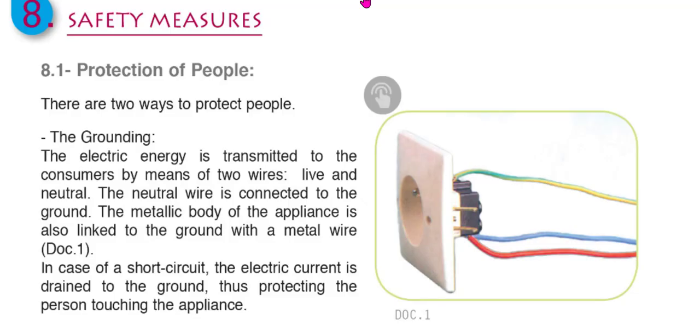Hi there, in today's video we'll try to explain how a circuit breaker works. First, note that electric energy is transmitted through two wires to our homes. The first wire, which is the live wire, and the second one, which is the neutral. We usually use the grounding wire to protect us from electrocution due to any short circuit or any failure. The grounding wire will drain the electric current to the ground.